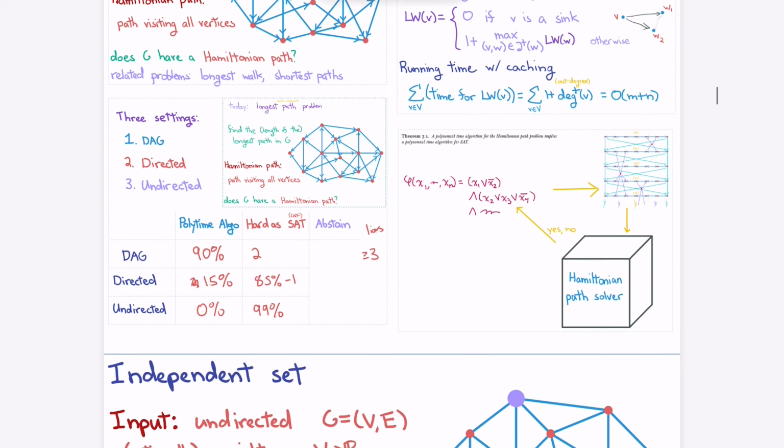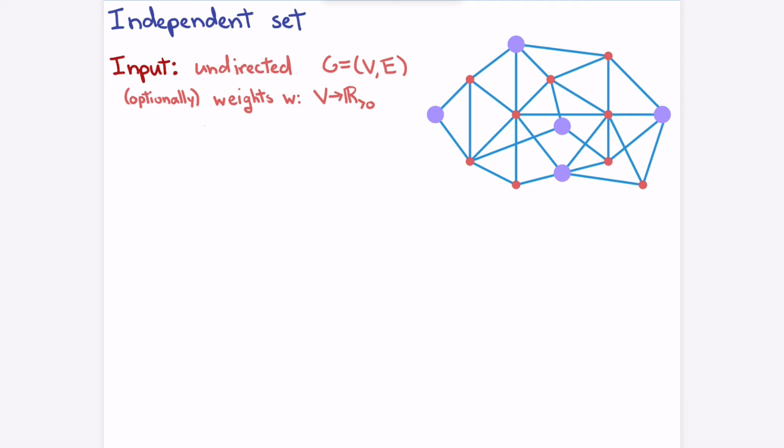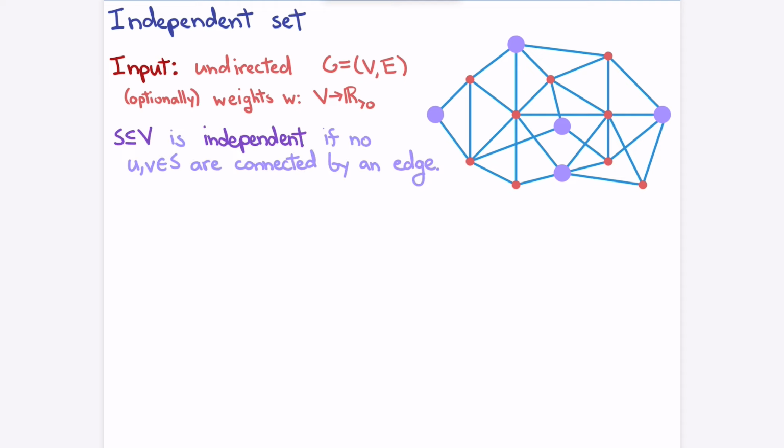So today's problem is called independent set. Your input today, everything today, will be an undirected graph. I give you an undirected graph, and the goal is to choose a lot of vertices that don't touch each other. A set of vertices is independent if no two vertices are connected by an edge. In this example up here, I've highlighted 5 of the vertices, and there shouldn't be any edge between any purple pair of vertices.